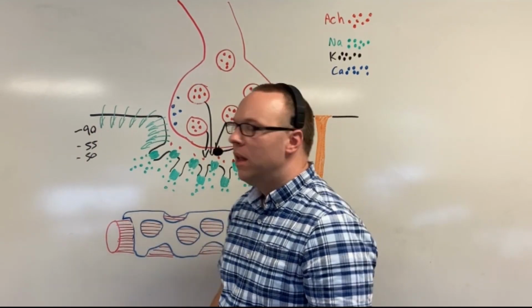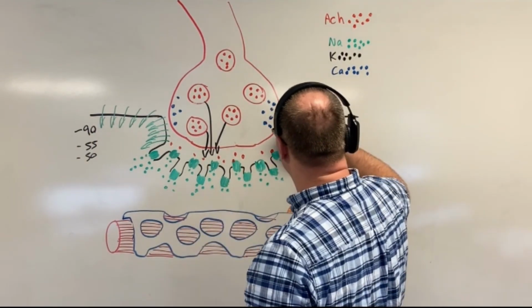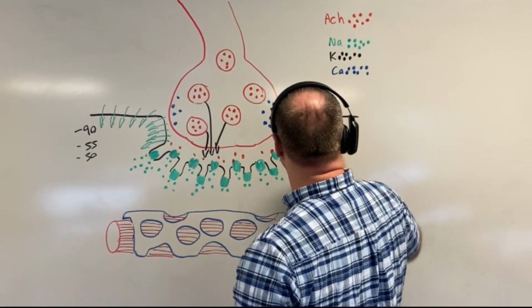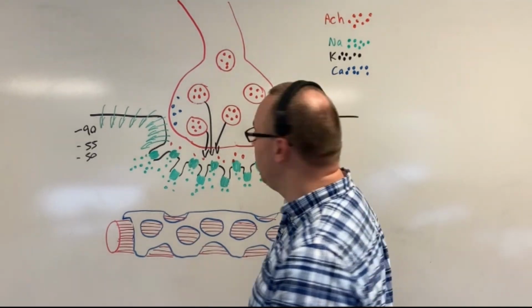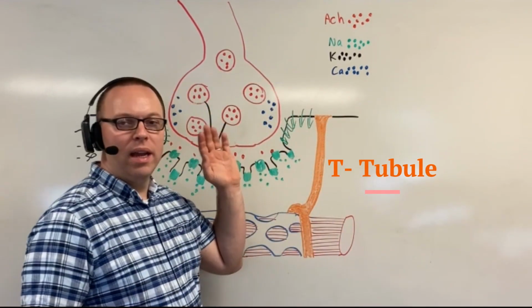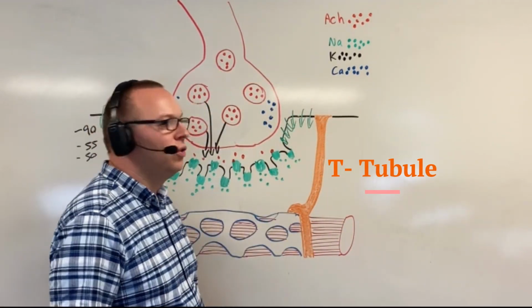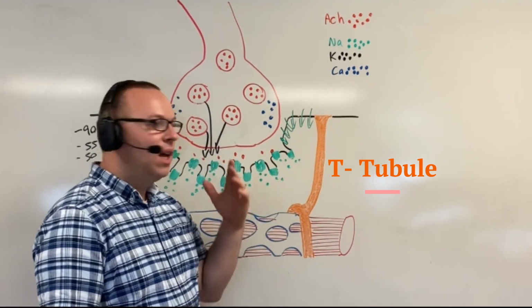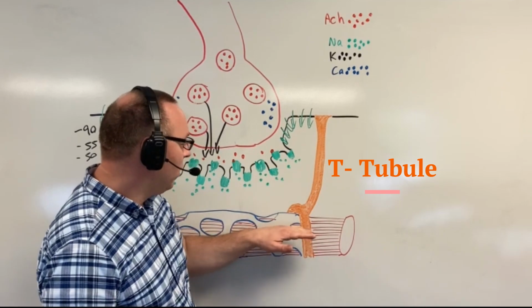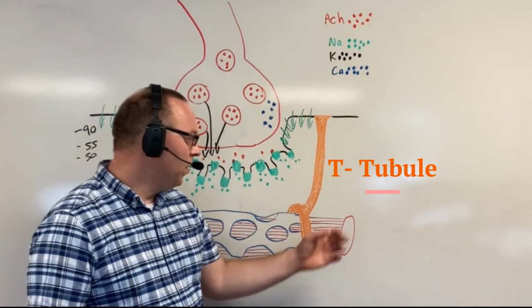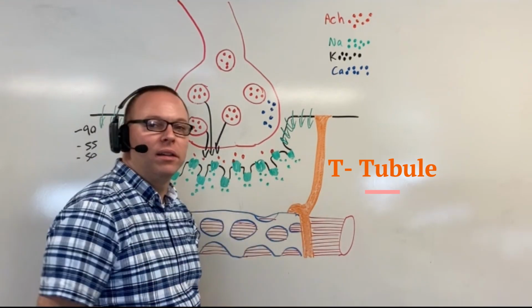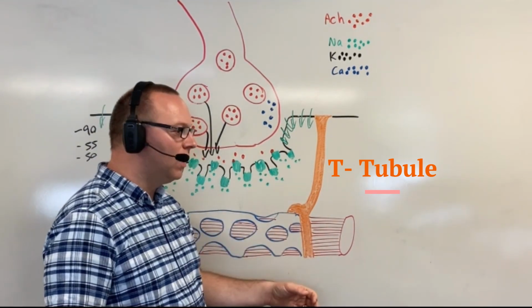All right. Now, it's also happening over here as well, as we open up these voltage-gated sodium channels. As we get over here, we have something called a T-tubule, or transverse tubule. This is going to transverse, go across the muscle cell. And so we're going deep down into the muscle cell where these muscle fibers are, and that's what's going to allow us to contract or relax.